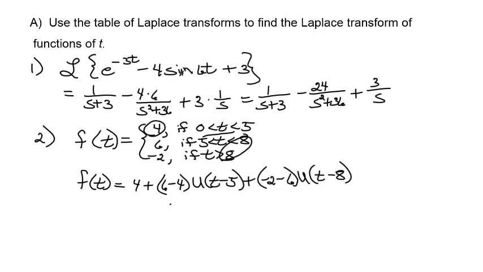So you're simply going to do that arithmetic and write this as 4 plus 2 times u of t minus 5 minus 8 times u of t minus 8.